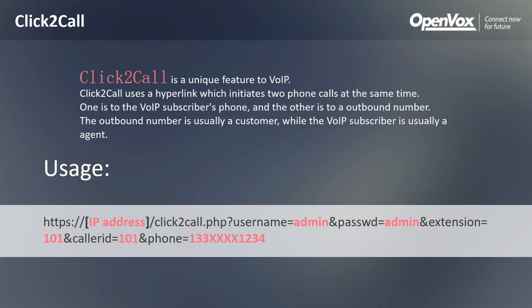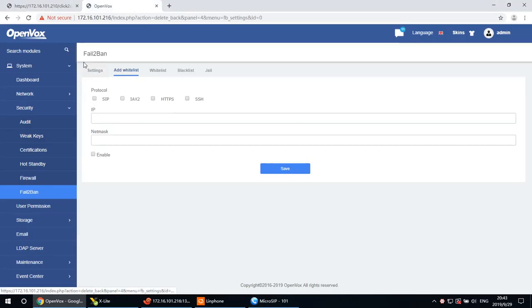The click-to-call feature can use a hyperlink which initiates two phone calls at the same time. Now, we will show you the click-to-call feature. Just edit the IP address, the extension number, and the phone number that you want to call, and open it in the browser.